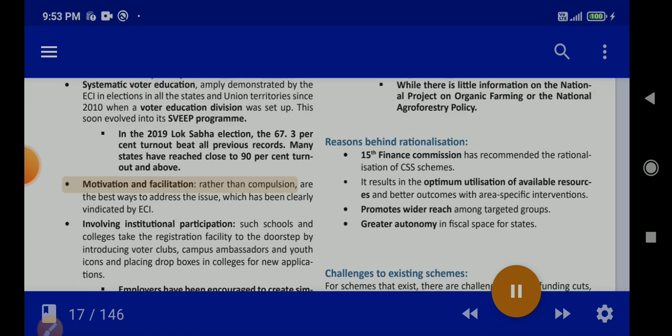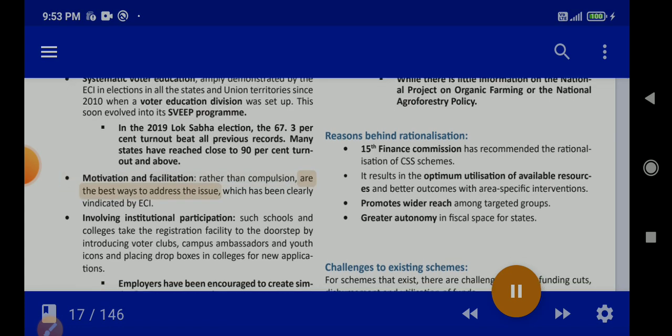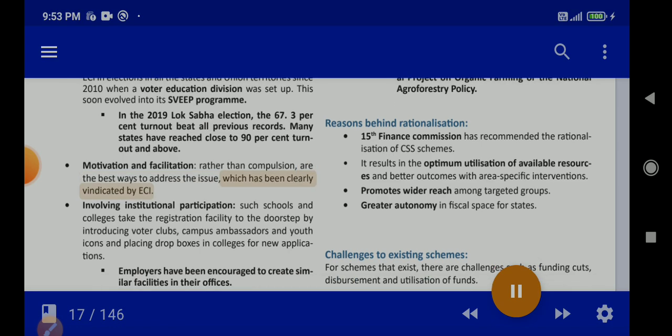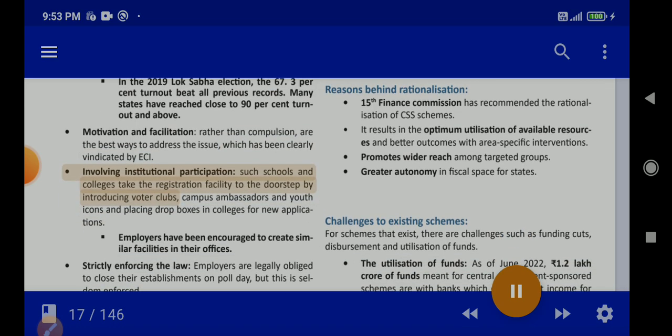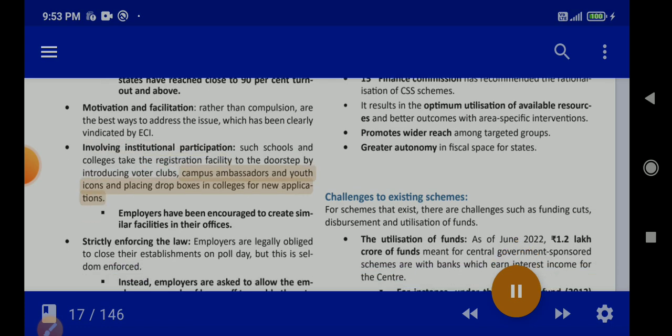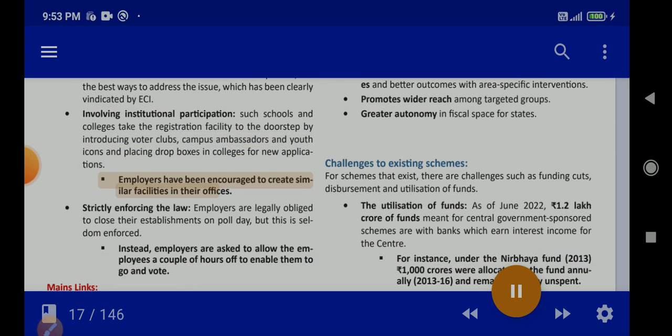Motivation and facilitation, rather than compulsion, are the best ways to address the issue, which has been clearly vindicated by the EC. Involving institutional participation, such as schools and colleges, take the registration facility to the doorstep by introducing voter clubs, campus ambassadors, and youth icons, and placing drop boxes in colleges for new applications. Employers have been encouraged to create similar facilities in their offices.